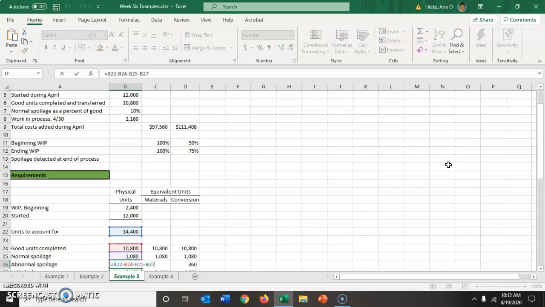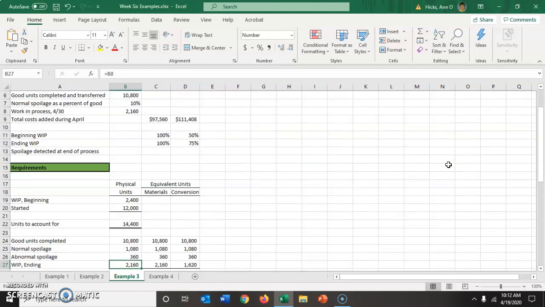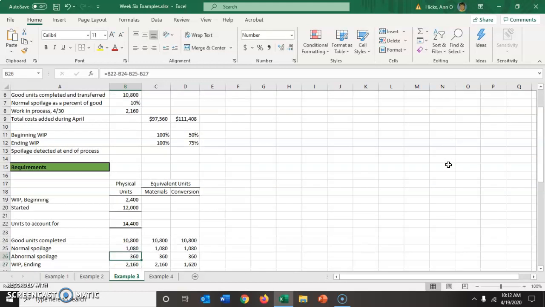We also have 360 units that's abnormal. And the way in which we know that is we have 14,400 units that we have to account for. If we back out the good units, back out the normal spoilage, and back out ending WIP, that does not leave us with 0. That leaves us with 360 units. So that abnormal spoilage is effectively a plug.